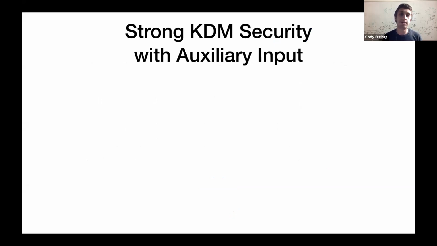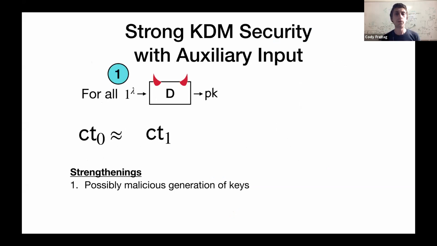So motivated by this, I want to consider and put forth a notion called strong KDM security with auxiliary input that strengthens the notion of KDM security in a few ways. So first, rather than honestly sampling the public key, we're going to allow for a malicious distribution to sample the public key under the restriction that semantic security still holds. So it can't be so crazy that everything's lost, but we consider distributions where semantic security holds and ciphertext of 0 are indistinguishable from ciphertext of 1.